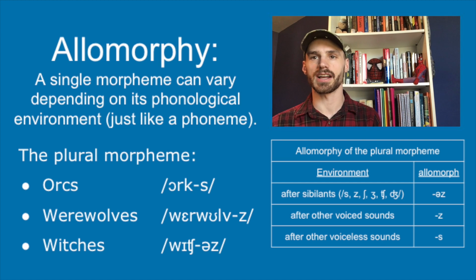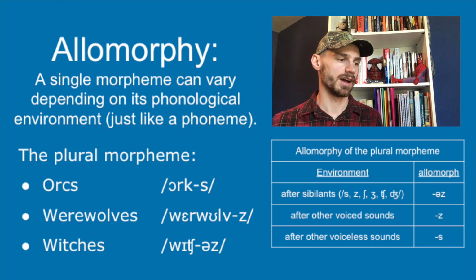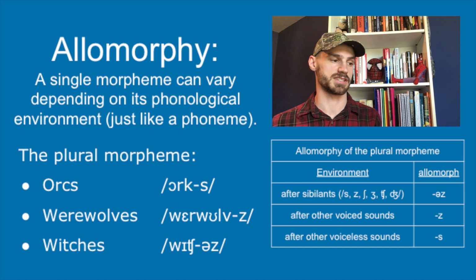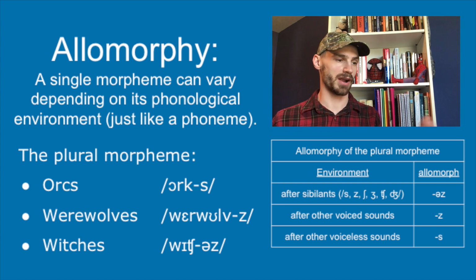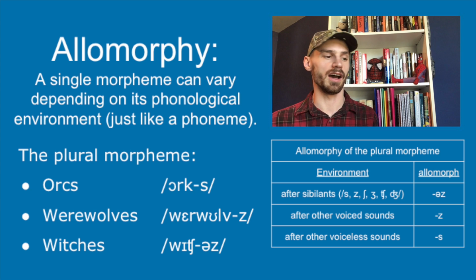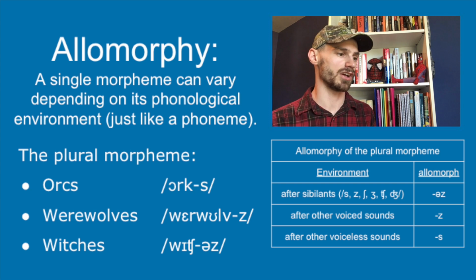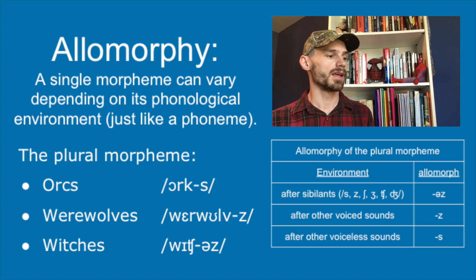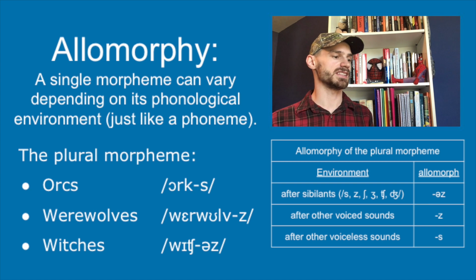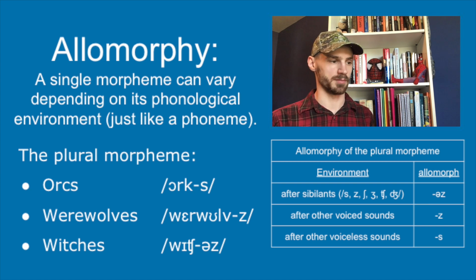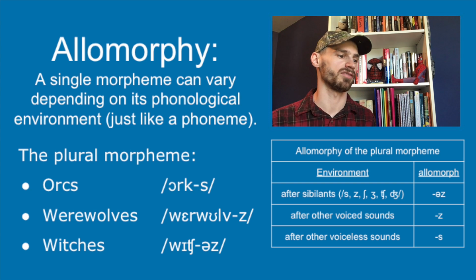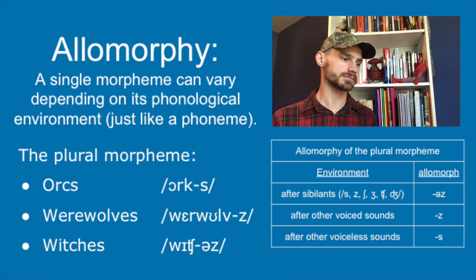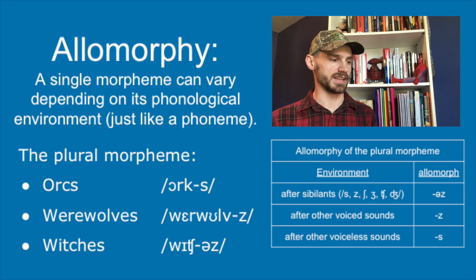And the last thing I want to talk about in this video is allomorphy, which if you watched the last video, this will probably make a lot of sense because it's directly parallel to allophony, which is something that we studied in the phonology video. Basically, a single morpheme can take various forms depending on its phonological environment, just like Tony the werewolf, just like a phoneme. Okay, so what do I mean by this?